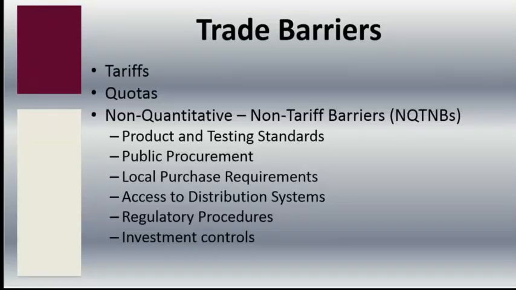Then, since those two are so looked down on, you get countries like Japan that get to be real sneaky. And they come up with ways to put up trade barriers that don't have anything to do with quotas or tariffs. These are called non-quantitative, non-tariff barriers, NQNTBs. And these can be pretty sneaky. And the United States does it too. I'm not just pointing at Japan. Japan's just a lot better at it. There's lots of ways of doing NQNTBs.